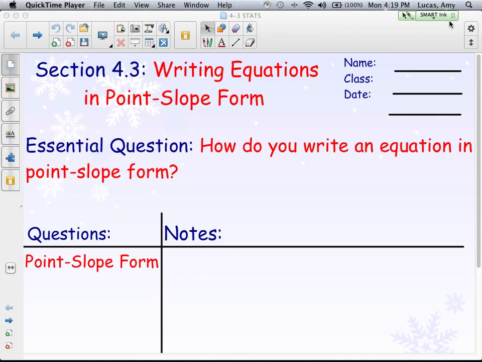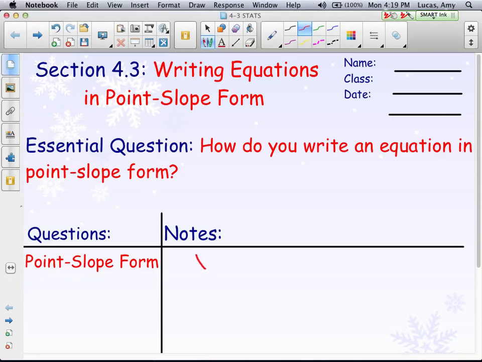Lesson 4.3, Writing Equations in Point-Slope Form. The essential question is, how do you write an equation in point-slope form? Point-slope form is our third different form that we're learning about that works for equations. We, in Chapter 3, talked about standard form, and then in Chapter 3 and 4, we talked about slope-intercept form. So point-slope is the third one.